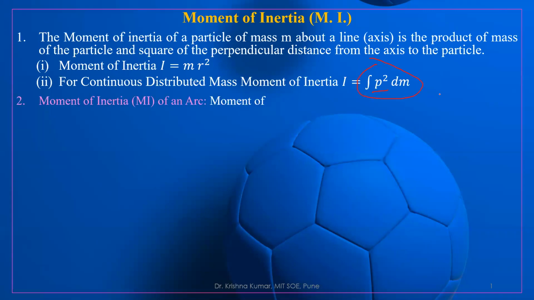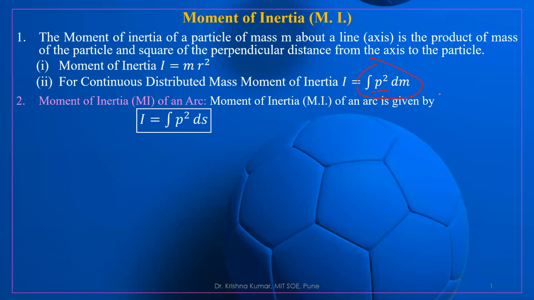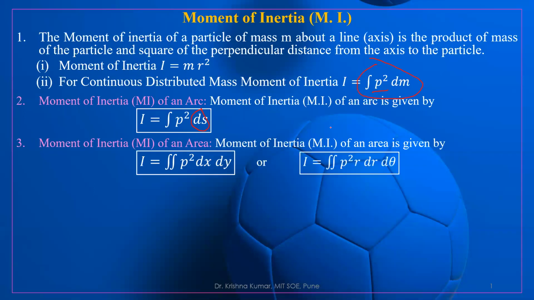The moment of inertia of an arc is given by I equal to the integral of p square ds, where ds is the length element of the arc. The moment of inertia of an area is given by I equal to the double integral of p square dx dy. This is the Cartesian form. If we convert into polar form, dx dy will be r dr d theta.